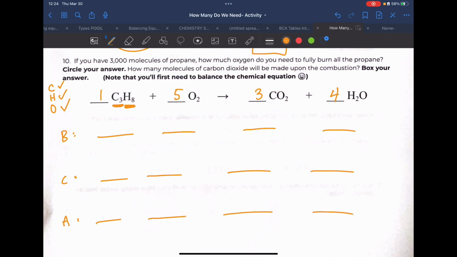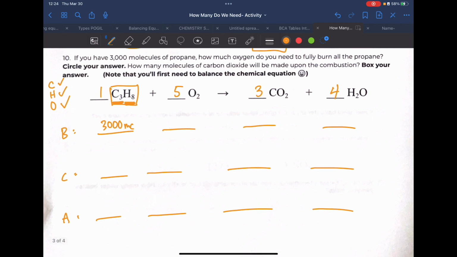Okay, this says we have 3,000 molecules of propane. C3H8 is propane. If you didn't know that, you could have figured it out by process of elimination because you know what the other ones are. So that's 3,000 molecules to begin with. And we want to know how much oxygen we need to fully burn all the propane. Well, fully burn is the same as fully react. So I want to use up all of my propane.